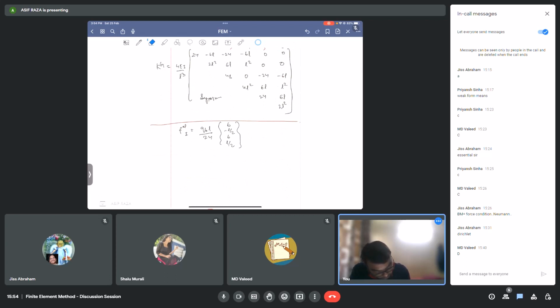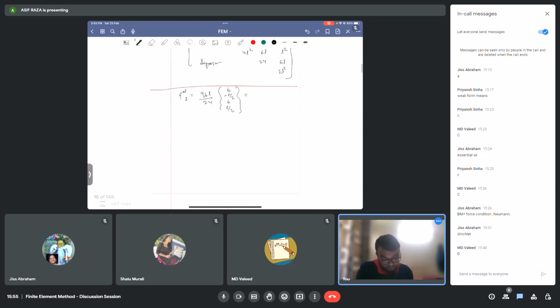So this can be simplified as Q naught L by 12. Does it need simplification? Let me see. 24. Okay, I can write this as Q naught L by 48, and this as 12 minus L, 12 L. Okay, so this is pertaining to my degree of freedom 1 2 3 4.